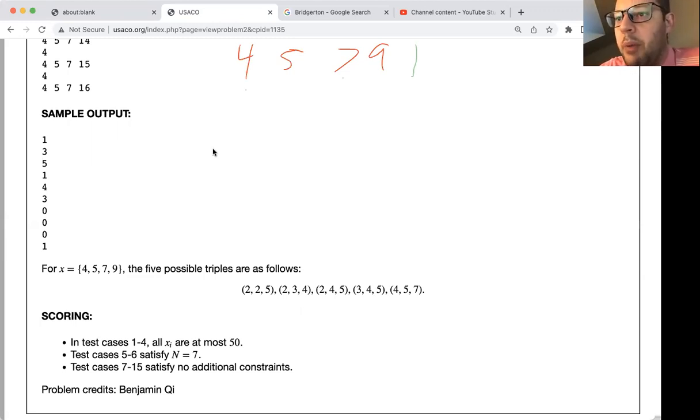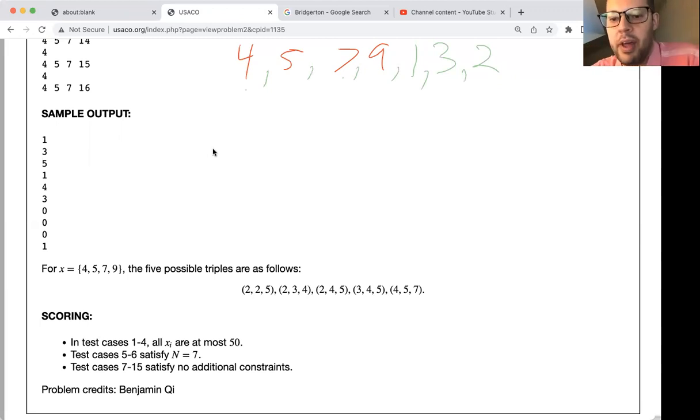7 minus 4, I potentially might have a 3. 9 minus 4, I potentially might have a 5. I, in fact, already have a 5. We don't need to add anything we already have, because we're going to allow for duplicates here in a minute. So that's 5 minus 4, 7 minus 4, and 9 minus 4. 7 minus 5 would be 2. 9 minus 5 would be 4, which we already have. And then 9 minus 7 would be 2, which we already have. So these are all of the possible values.